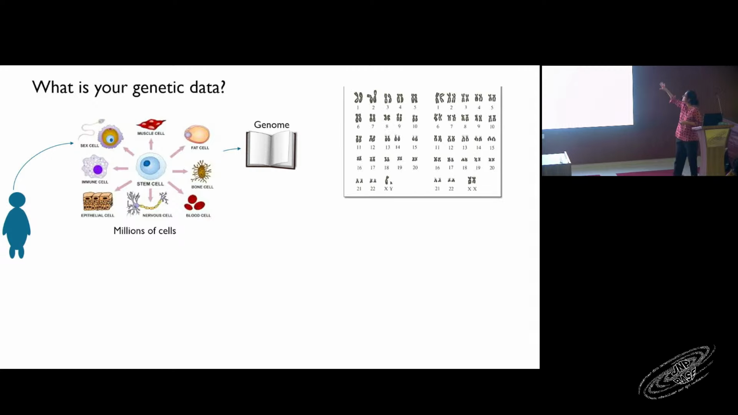If you look under the microscope, you see your genome arrayed out into these things called chromosomes, where you have 23 pairs of chromosomes, one from mom, one from dad, right? So each of our cells has your genome arrayed out into these chromosomes.